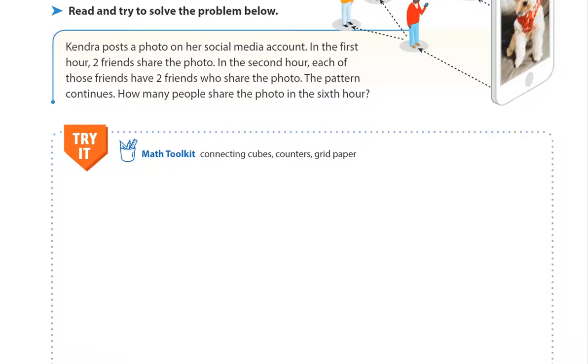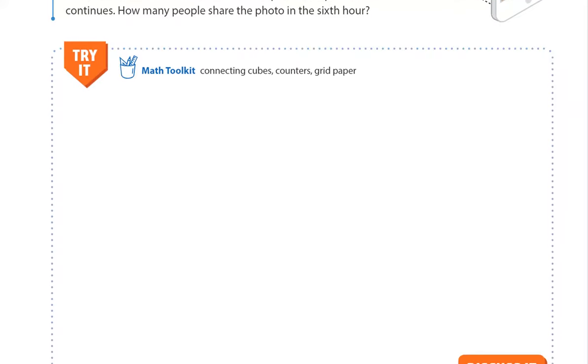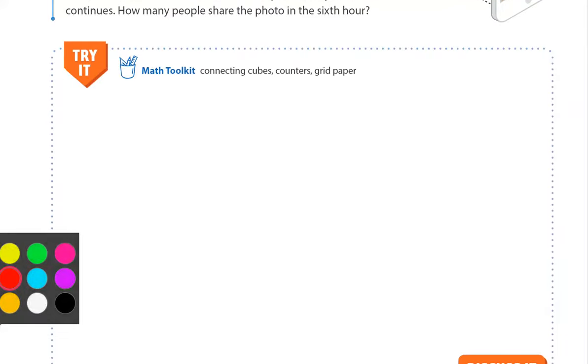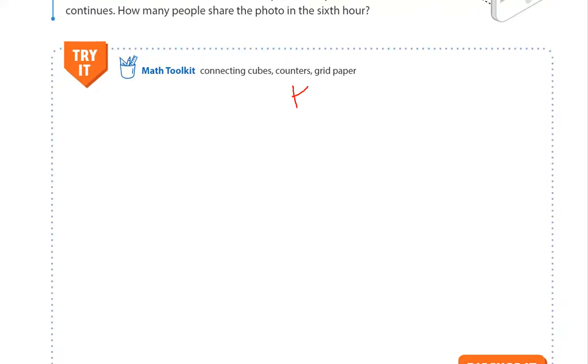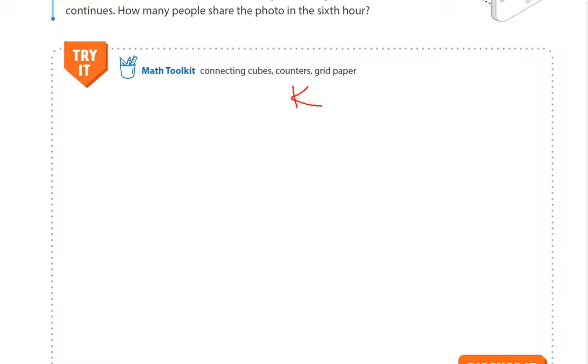So this is a really good one for you to pause and try to solve on your own, and then come back to me, see how I solve it. So go ahead. Okay, let's draw this out and see if we can't find a pattern here. So, Kendra shares a photo. In the first hour, she has 2 friends share the photo.